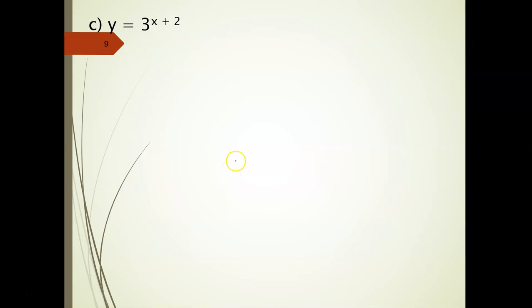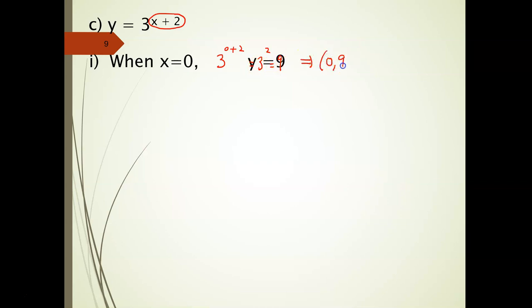So it's the same, right? Okay, how about C? C is 3 power x plus 2. Can you see, the power is x plus 2. Okay, so when x equals 0, it will become 3 power 0 plus 2. So this one will be 3 squared, so you will have 9. So y equals 9, and your coordinate will be (0, 9).